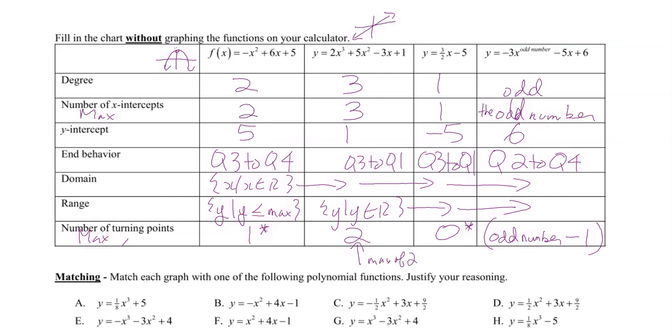An odd number with a negative leading coefficient. So, the degree is odd. The number of x-intercepts is the odd number. If that was a 7, there'd be a maximum of 7. The y-intercept is 6. It has a negative leading coefficient, so it's the same as the linear, which is negative, which is Q2 to Q4. Domain and range are both reals, and the maximum number of turning points is the odd number minus 1.